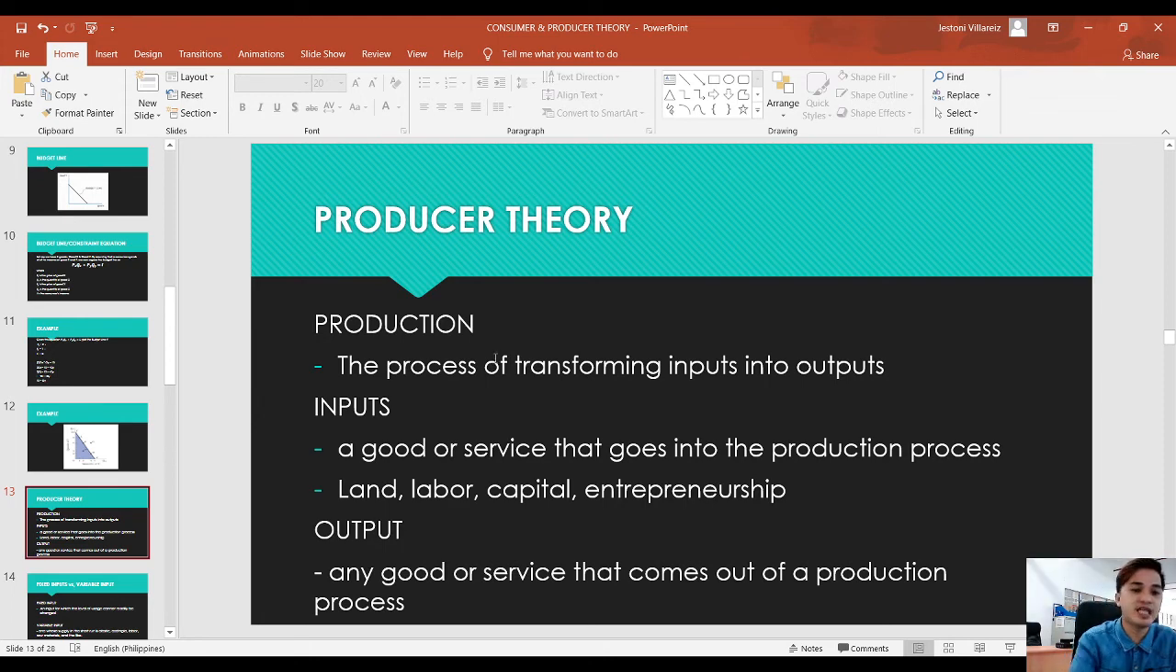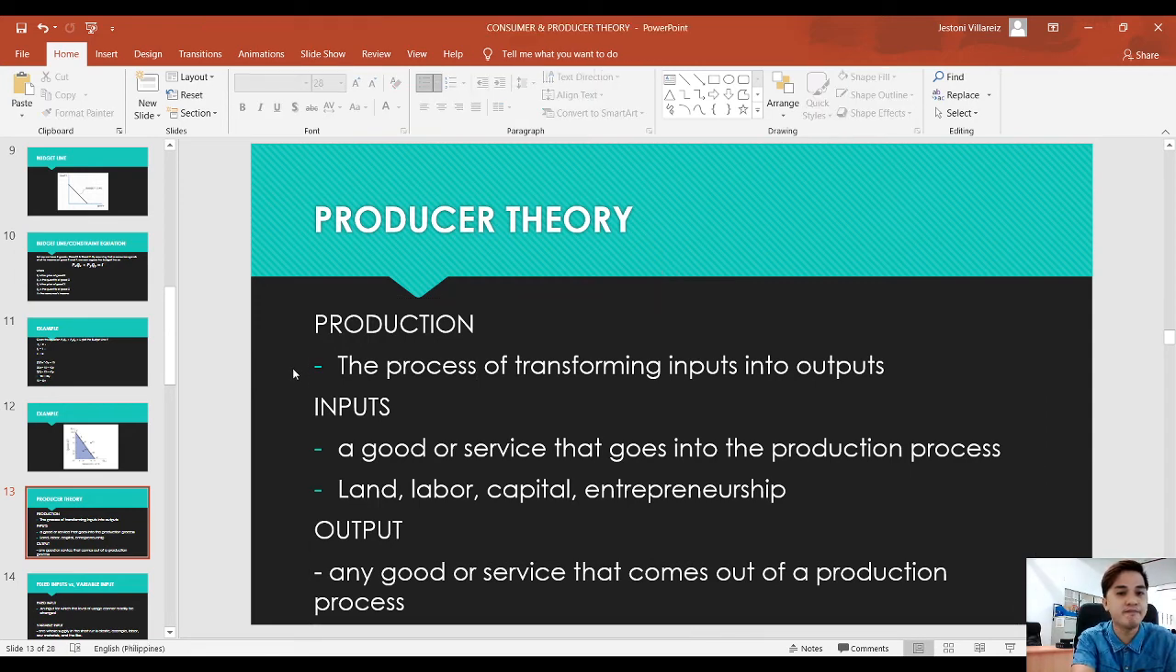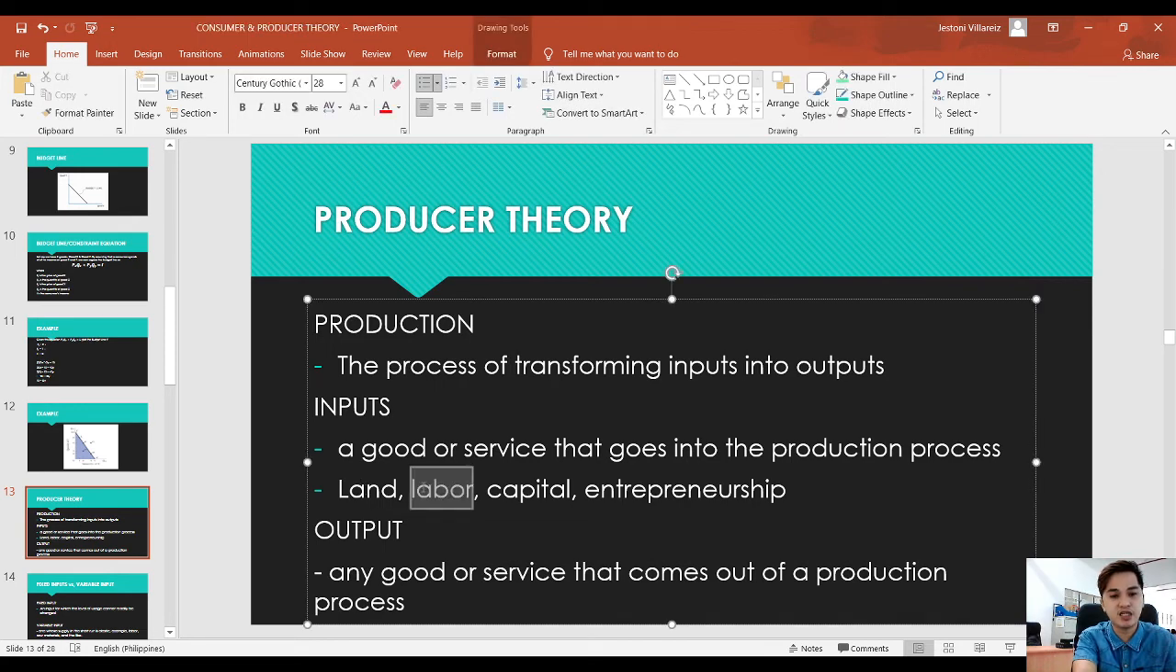Now, first, let's understand few definitions. So, when we say production, it is the transforming of inputs into outputs. Inputs are goods that go into the production, and these are the land, the labor, and the capital. These are the factors of production, if you can still remember, owned by the household.